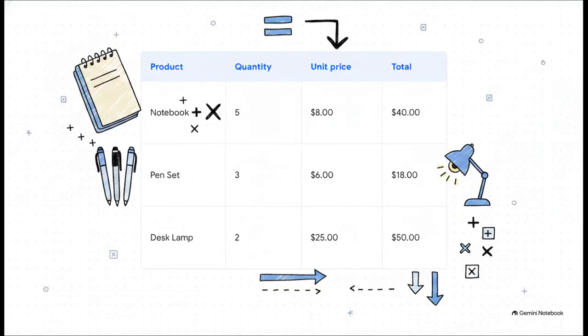Part 4, real-world formula practice. Let's put this into a real-world scenario. Say you're managing a small office inventory. If you have 5 notebooks at $8 each, you just multiply the quantity cell by the unit price cell to get $40. You can then just copy that formula straight down the column, and Excel dynamically handles the rest of the inventory, automatically calculating the correct totals for your pen sets and desk lamps. It is a huge time saver.